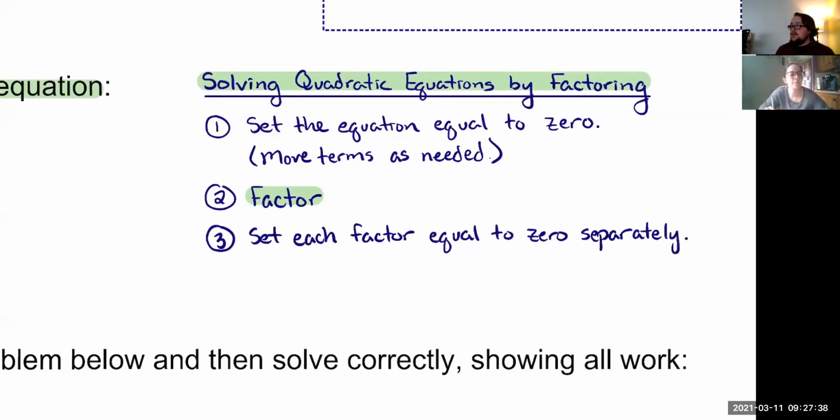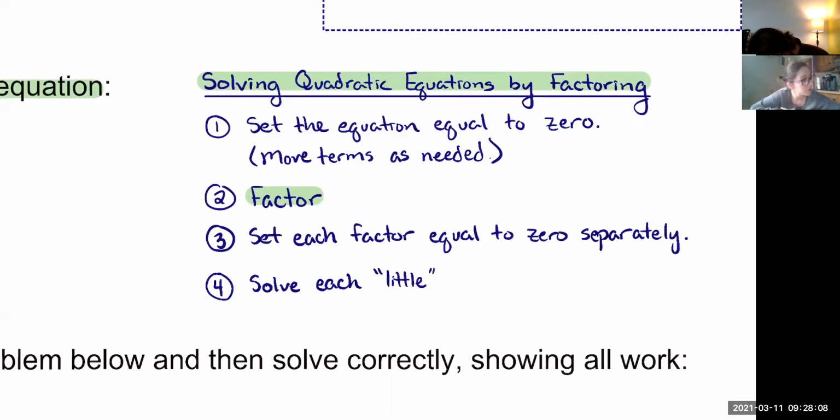And that was thanks to our old friend, the zero product property that said, if you have a bunch of things multiplied together, therefore factors, and it's set equal to 0, at least one of those factors, one of those pieces must themselves be 0. And then the fourth and final step, and this one's kind of informal, solve each of the little equations individually.